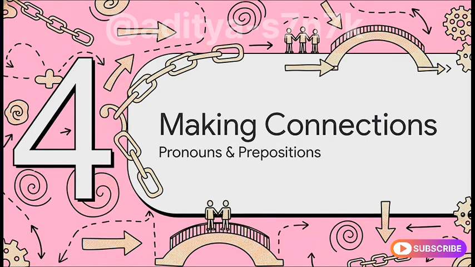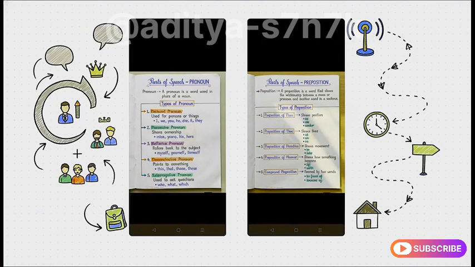Okay, quick recap. We've got our core building blocks, the nouns and verbs. We've added some color with adjectives and adverbs. But how do we actually link all these pieces together? Well, now we're going to talk about the glue words, the words that show relationships and connect everything. Honestly, mastering these is what makes your writing and speaking sound super smooth. And our two main connector tools are pronouns and prepositions.